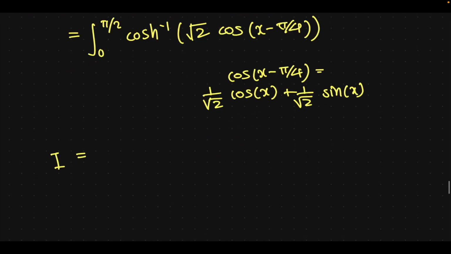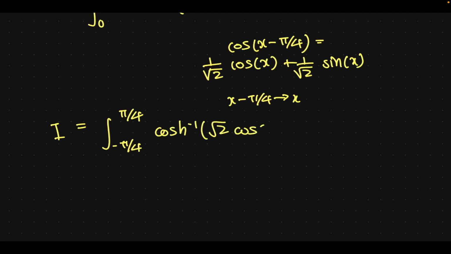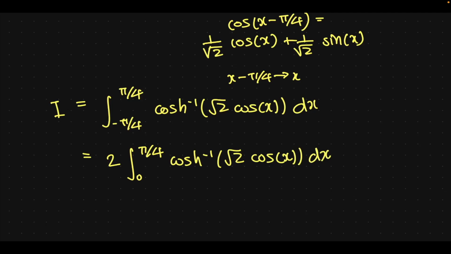So, and that's why we can do a change of variables here. So x minus pi over 4 goes to x. So we get the integral from minus pi over 4 of cosh inverse of square root 2 cosine x dx. But using the fact that cosh inverse is even, we have 2 times the integral from 0 to pi over 4 of cosh inverse of square root 2 cosine x dx.